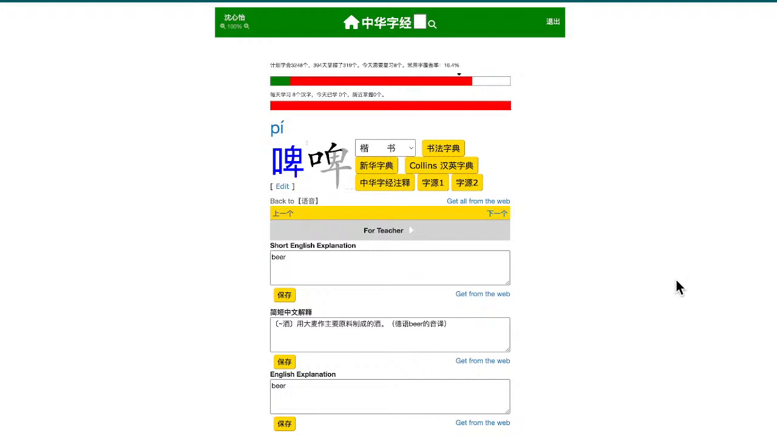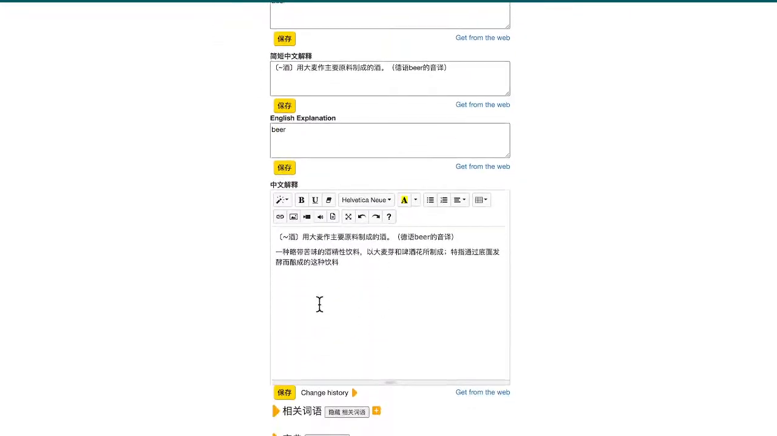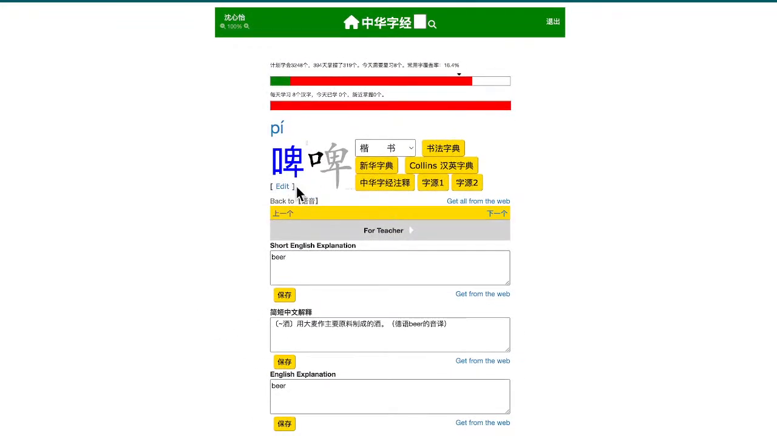There's no such thing in China. So when this thing was imported into China, the Chinese had to find a way to name it, and they invented this character called pi. It sounds like beer. There's no other meaning other than naming the drink beer.